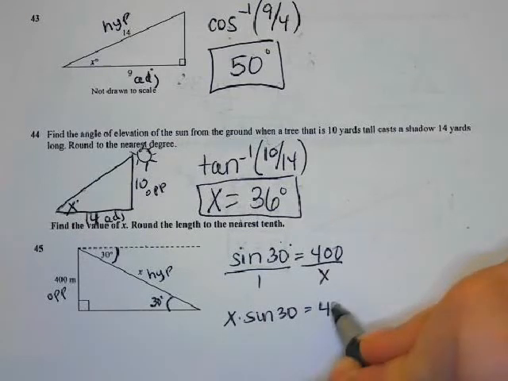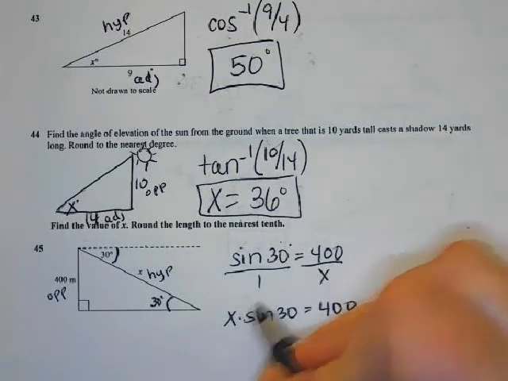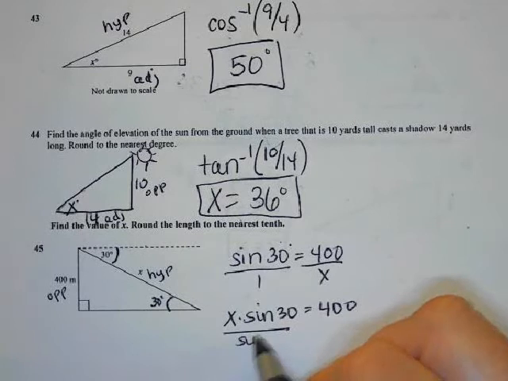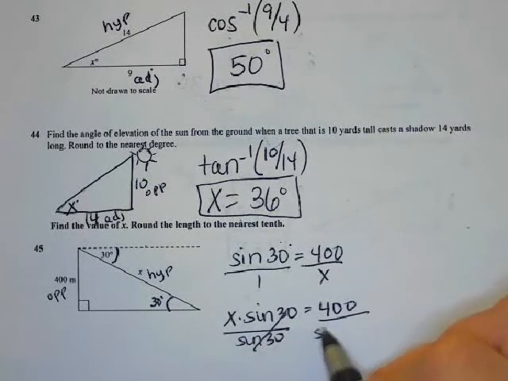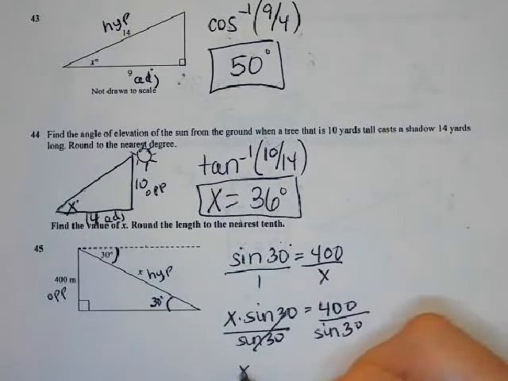And I'll type this in my calculator. 400 divided by the sine of 30, which is 800. And we're talking about meters.